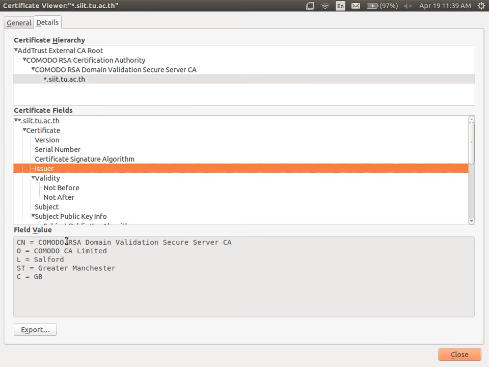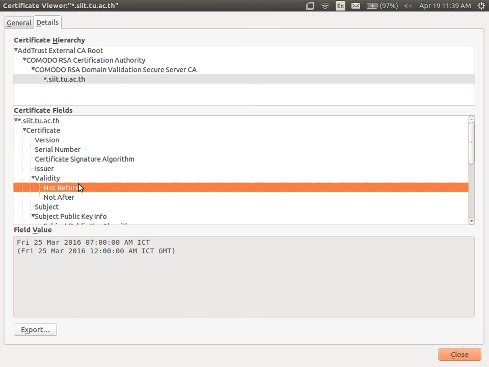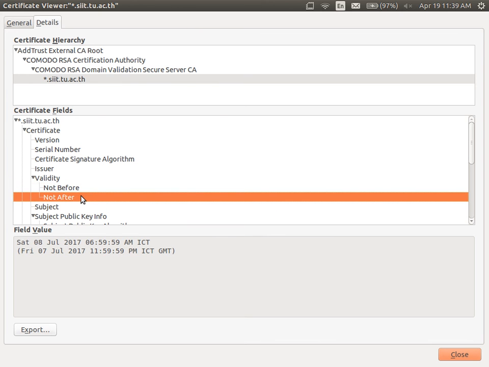And it actually has a subunit, this Komodo RSA Domain Validation Secure Server CA. That's the precise name of the certificate authority. The timestamp is actually 2 timestamps. This certificate is not valid before this date, 25th of March, and it's not valid after the 8th of July next year. So it's currently valid.